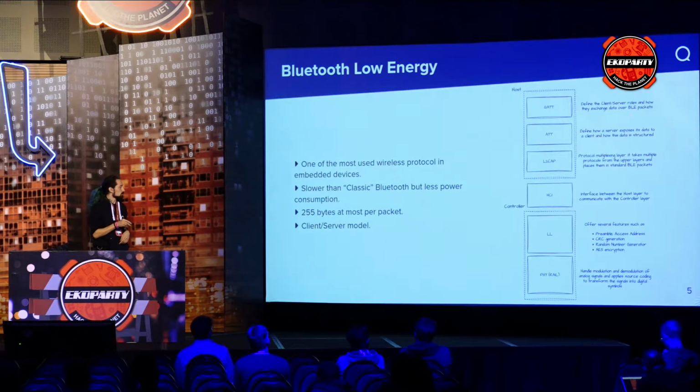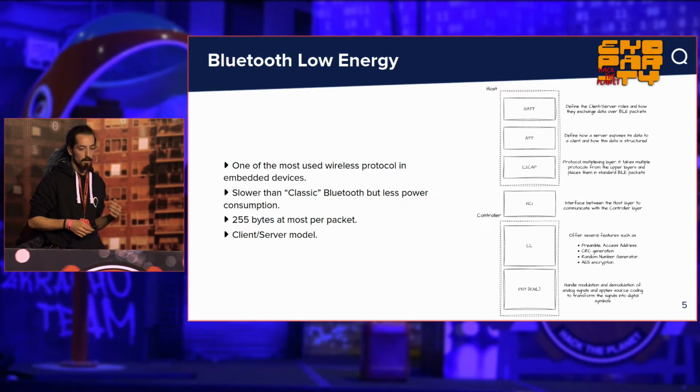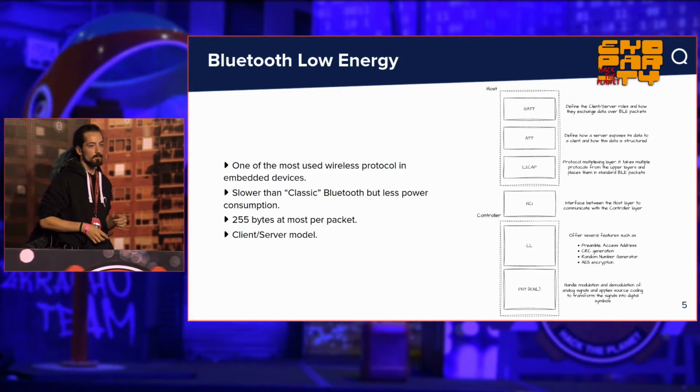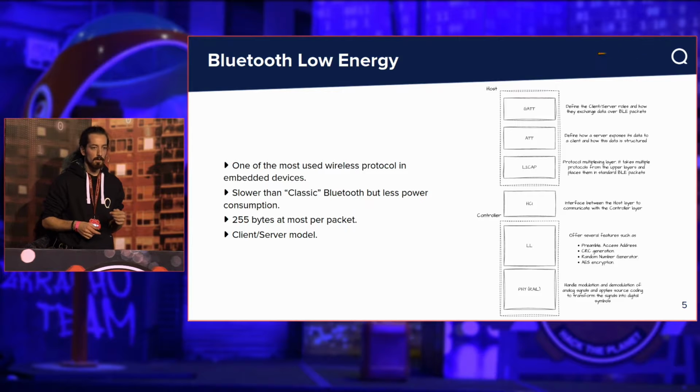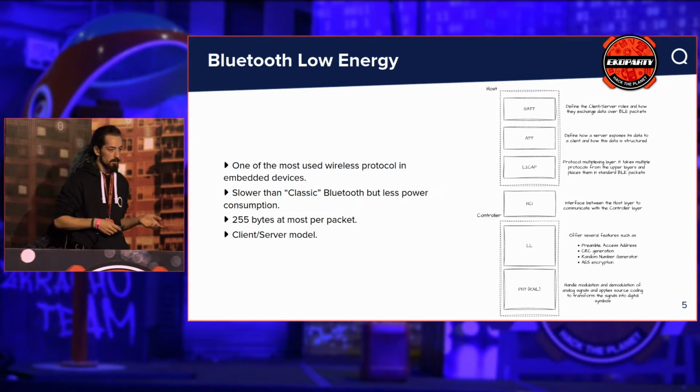So for the controller part, there is the link layer, which provides a bunch of quality of life services for the upper layers. Basically, this layer will handle the encryption, the CRC checking, and everything. And then at the bottom, there is the physical layer, which handles the modulation and demodulation of the radio signals. This is the layer that will convert the analog signal received by the antenna to a bunch of bytes.